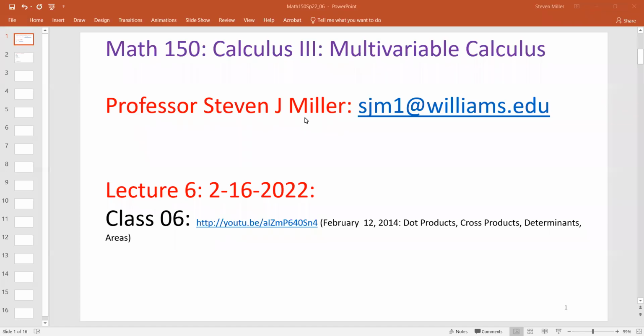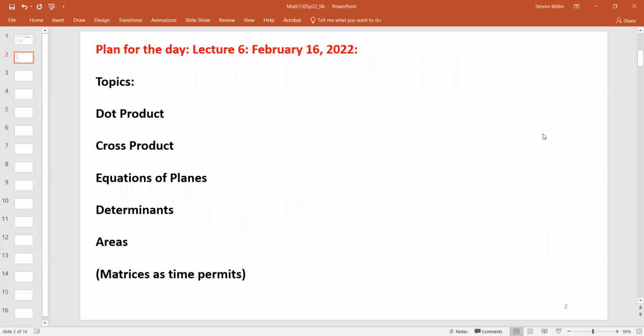Okay, so what I want to do today is talk a little bit about equations of lines, dot product, cross product, equation of planes, and as time permits, determinants, areas. Probably won't get to matrices. At some point when we have free time, I want to talk a little bit about matrices.